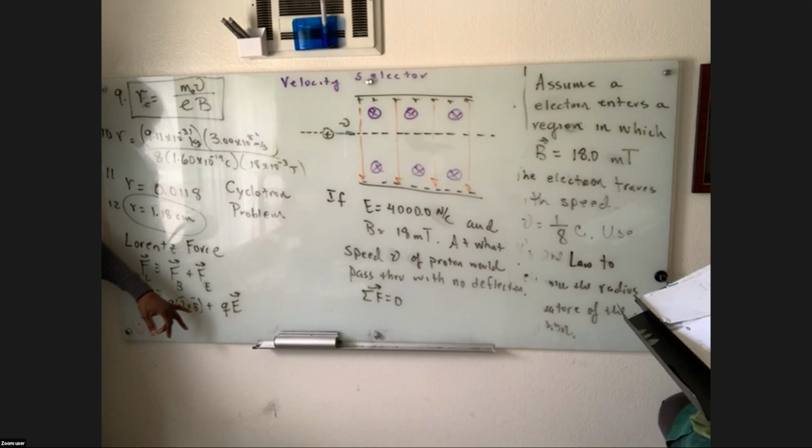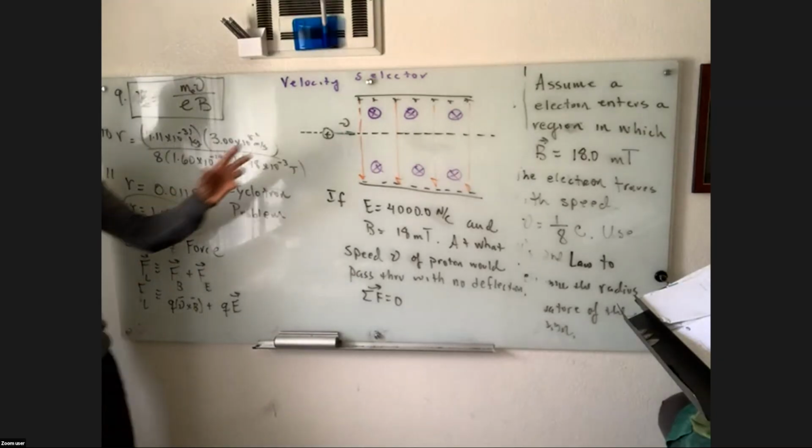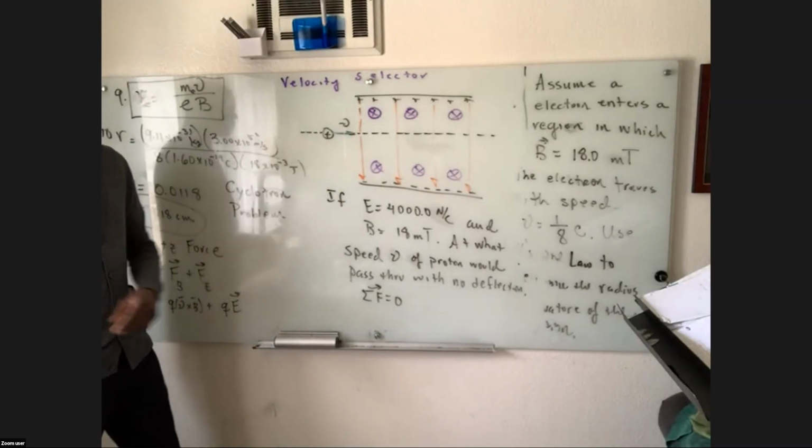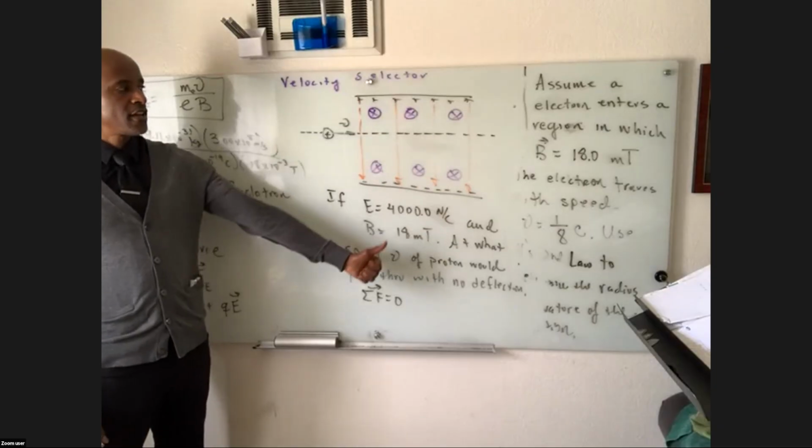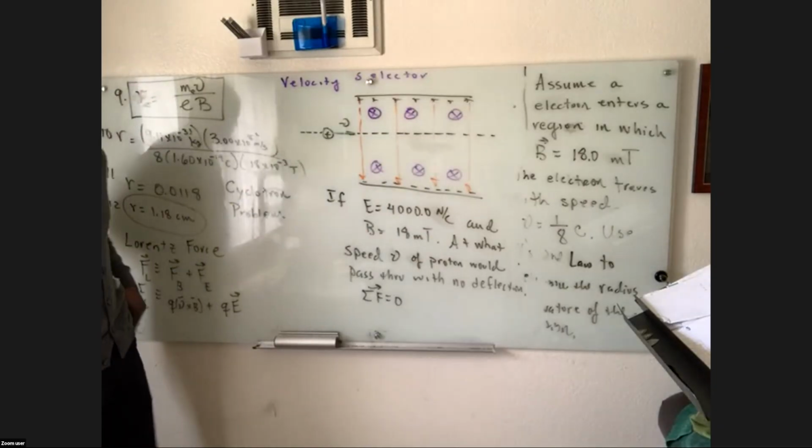Be careful, because this plus sign is an inherent plus sign because I've used vector notation here. But when you actually take the magnitudes of those forces, you have to consider the relative directions. So the electric force is going to be down, the magnetic force is going to be up, as we said.